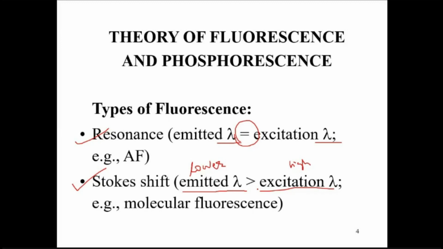That means high energy is absorbed by the molecule, while it is emitting light of longer wavelength. You remember this phenomenon, resonance fluorescence. We are going to study this again in one of the next chapters. An example of Stokes shift is molecular fluorescence.